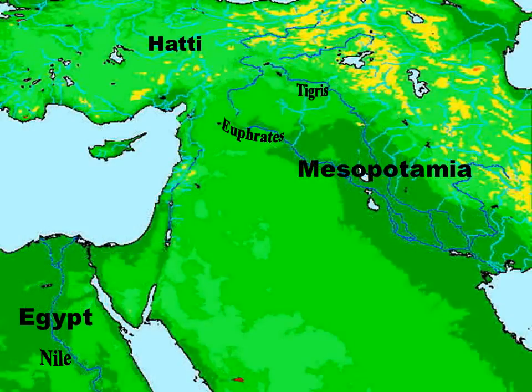Some other places that we ought to mention along the way, it won't come up a lot in our Bible study, but I had to make mention of it here. There was a land to the northwest of Mesopotamia known as Hatti. We refer to them as the Hittites. They are mentioned a couple of times in the Bible, but not overwhelmingly so.